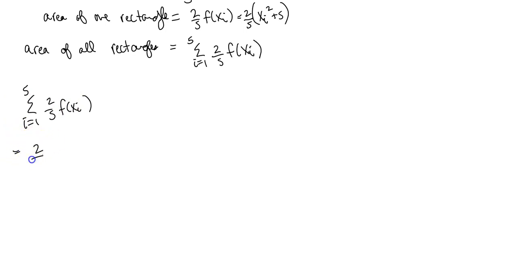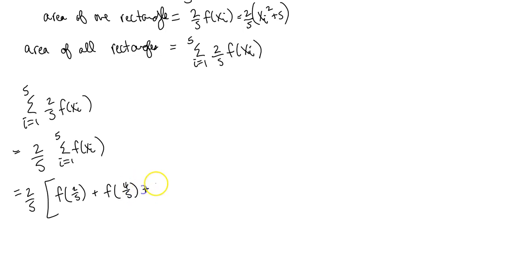So the sum from 1 to 5 of 2/5 f of x of I is going to be, I'm going to go ahead and bring the 2/5 out to make our work a little bit easier. And in this case, we're not actually plugging I strictly in, we're plugging I into the subscript. So this is going to be 2/5 times f of x of 1, which was 2/5, plus f of x of 2, which was 4/5, plus f of x of 3, which was 6/5, plus f of x of 4, which was 8/5, and then x of 5, which was 2.